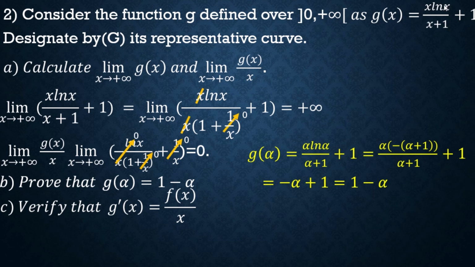This is a product of two functions. U prime is 1, v is ln x. U prime v, so ln x, plus u v prime, x times 1 over x. So then we got ln x plus 1. This is u prime v, x plus 1, minus u v prime, minus x ln x times 1, and the derivative of 1 is 0.